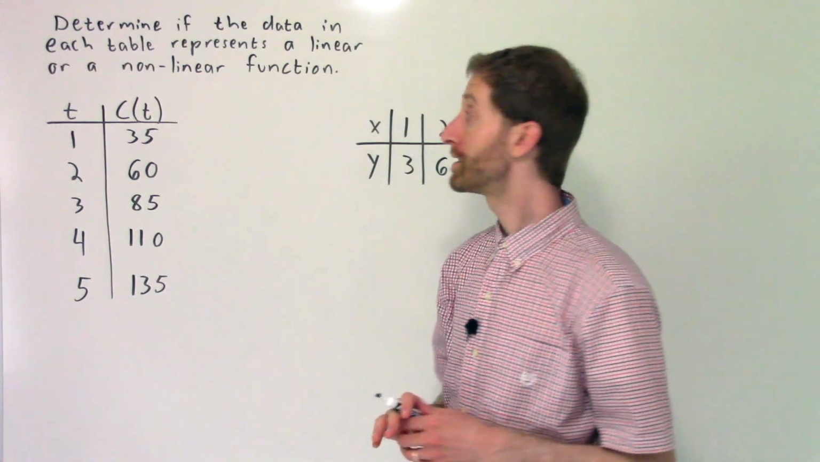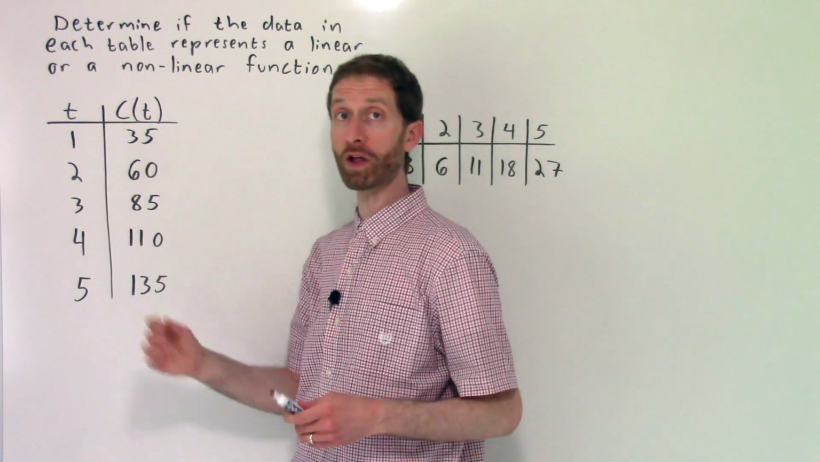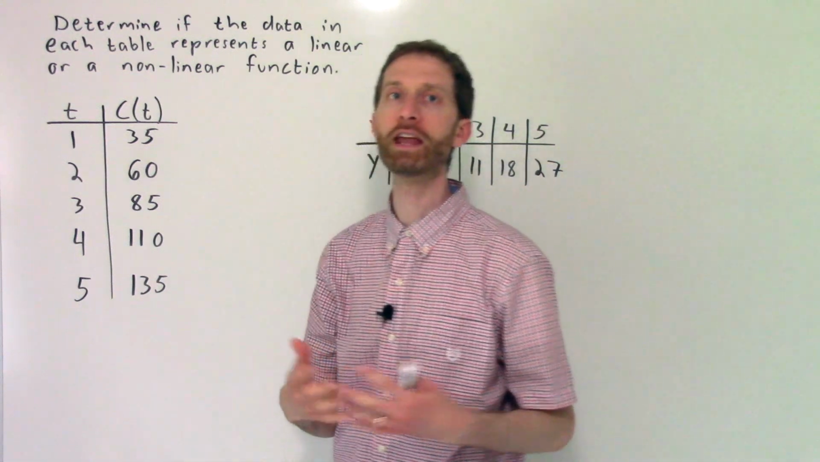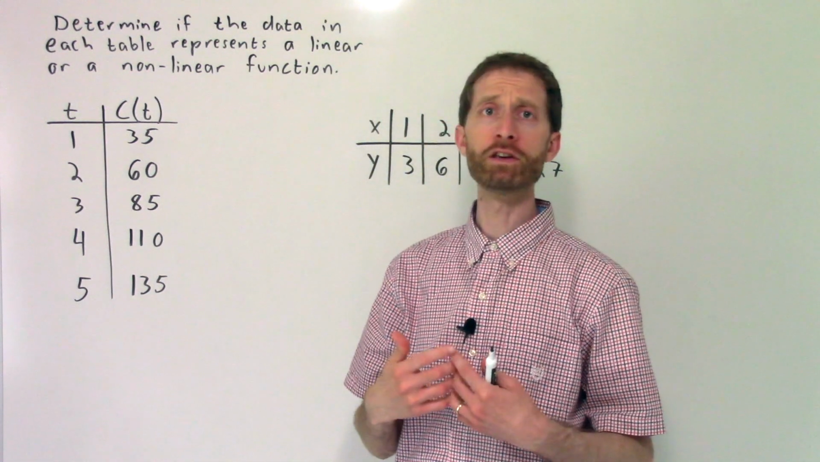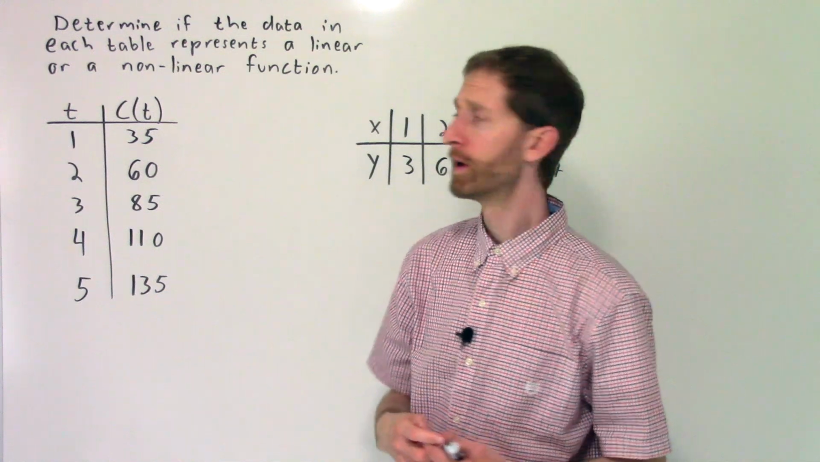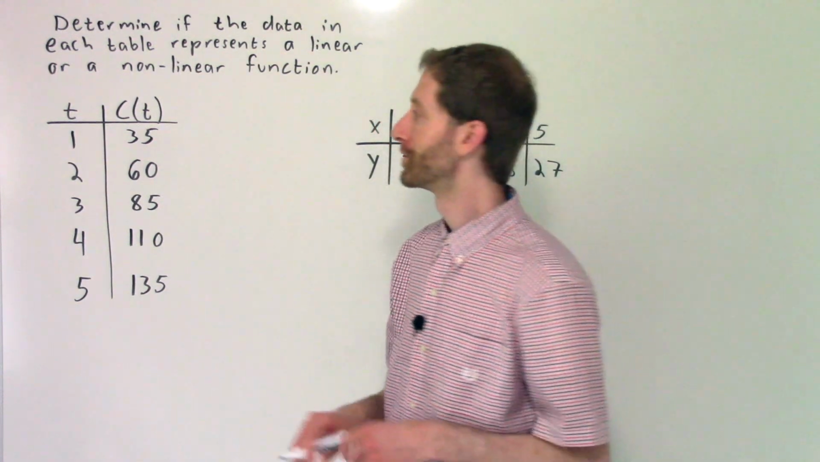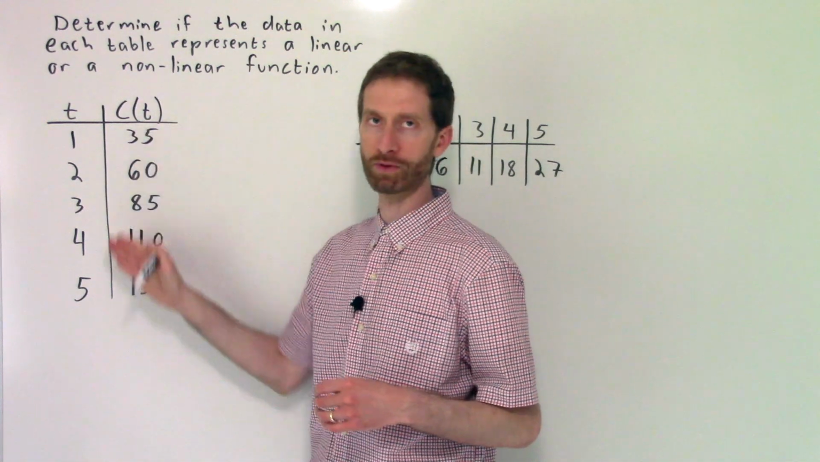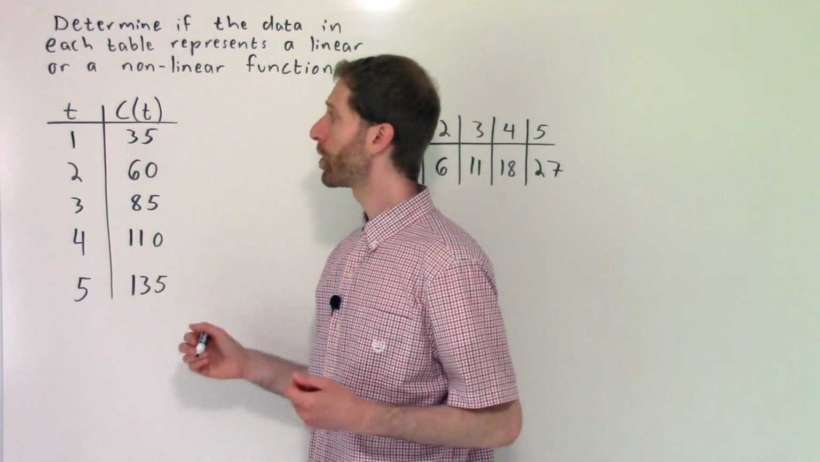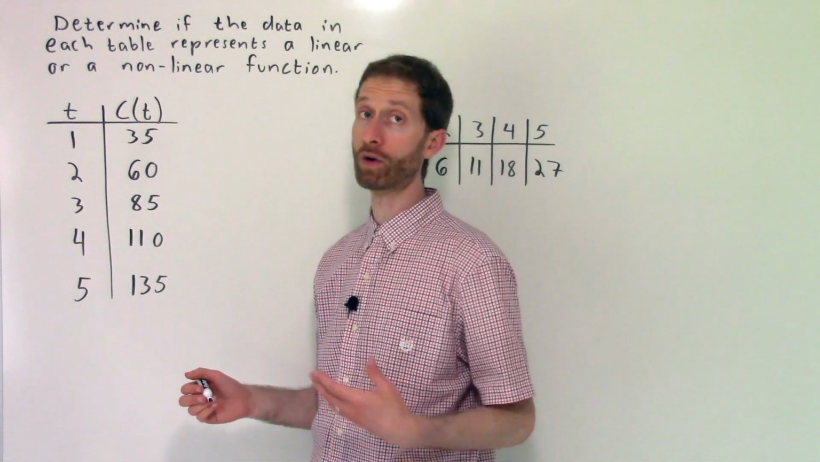Just a quick reminder that data is just any observable amounts, right? So data could be anything from the number of times you've eaten ice cream this year to the number of frogs sitting on a log. I don't know. So in this case, we're just given tables of information, data, and we're asked to tell whether or not it's linear or nonlinear.